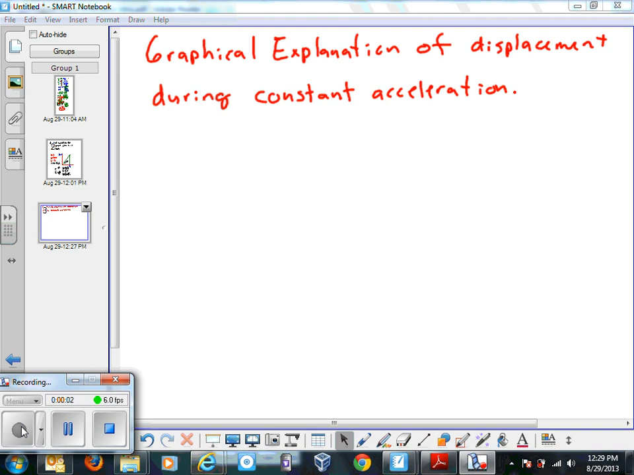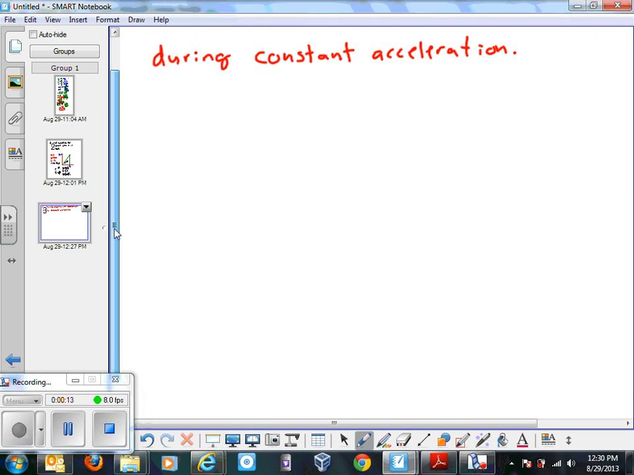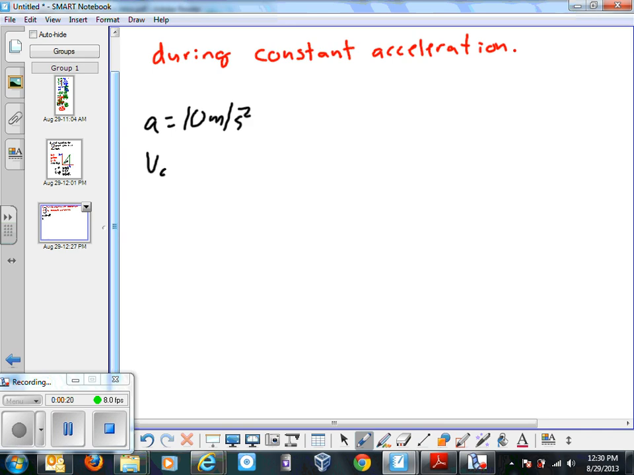Hello everybody, we're going to talk today about the graphical explanation of displacement during constant acceleration. So we're just going to start out with our acceleration at a positive 10 meters per second squared. Our initial velocity is going to be 0, and the reason why we're going to do that is it's a little bit easier to understand when we start with 0. We'll say our time is 5 seconds, and our displacement is what we're looking for.